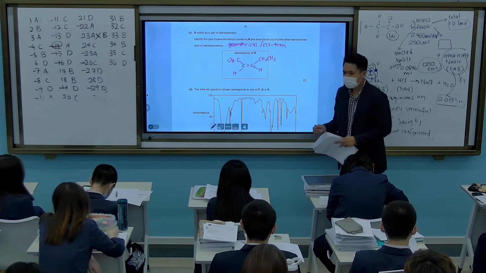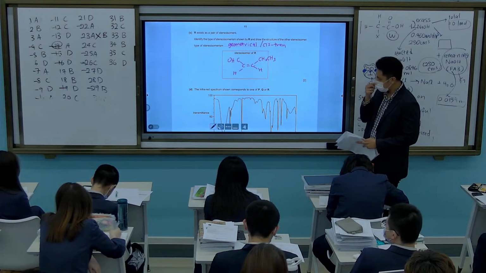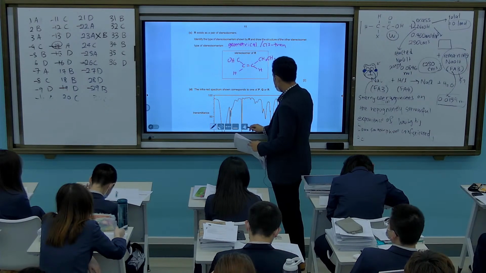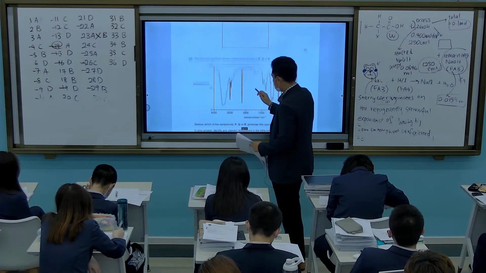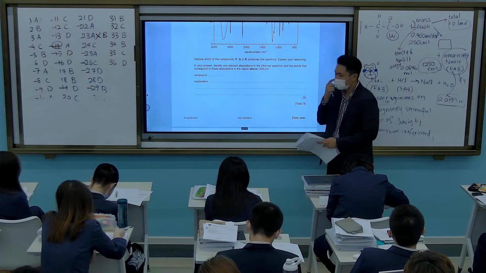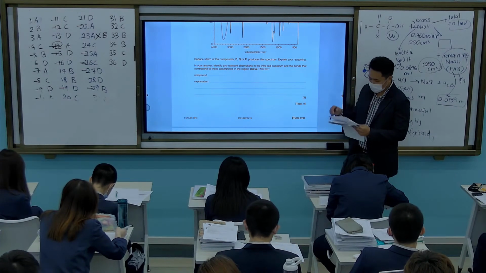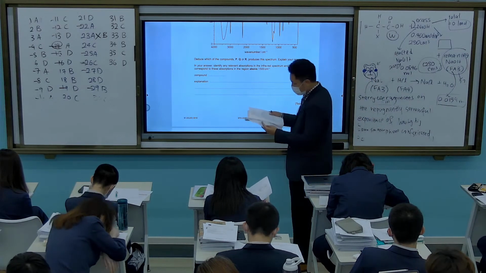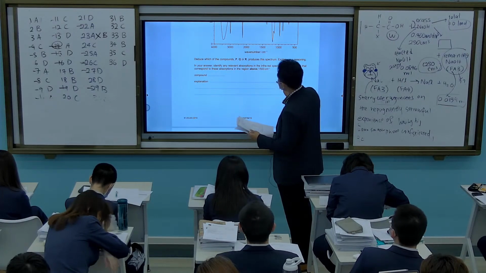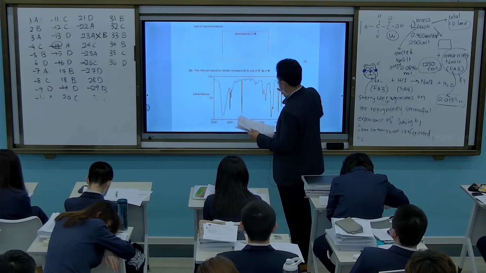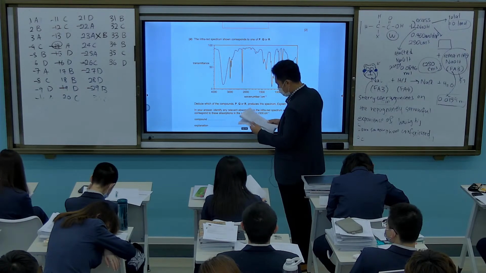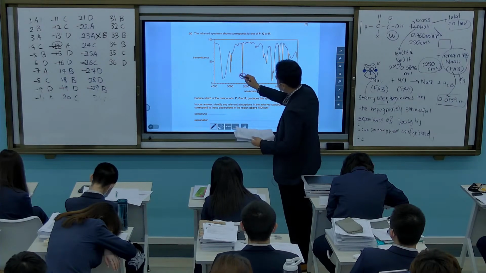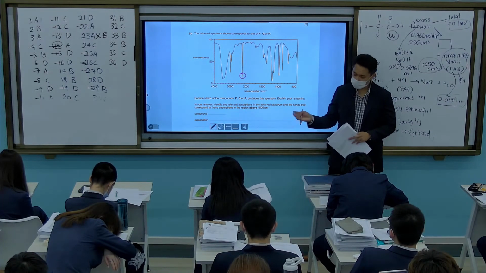Now let's take a look at part B. This one is talking about the infrared spectrum shown corresponding to one of P, Q, or R. Deduce which compound it is, P, Q, or R. Explain your reasoning. For this one, you need to identify what bonds it is. Take a look at this value here, 2250. What is this bond here? If you do not know, take a look at your data booklets.